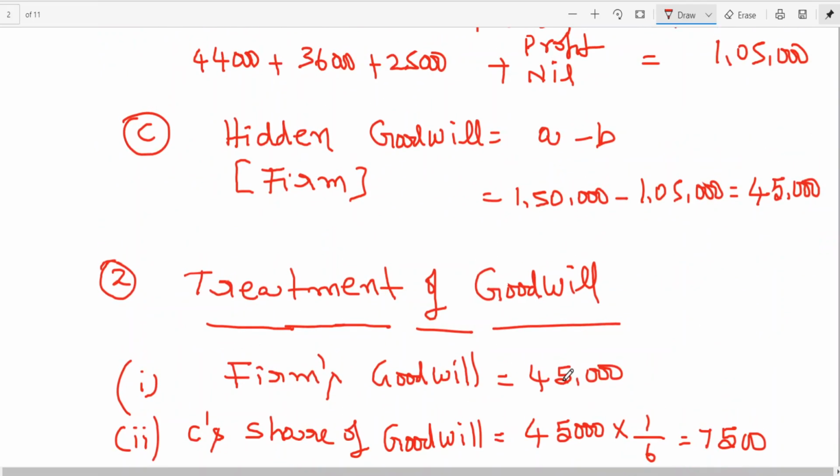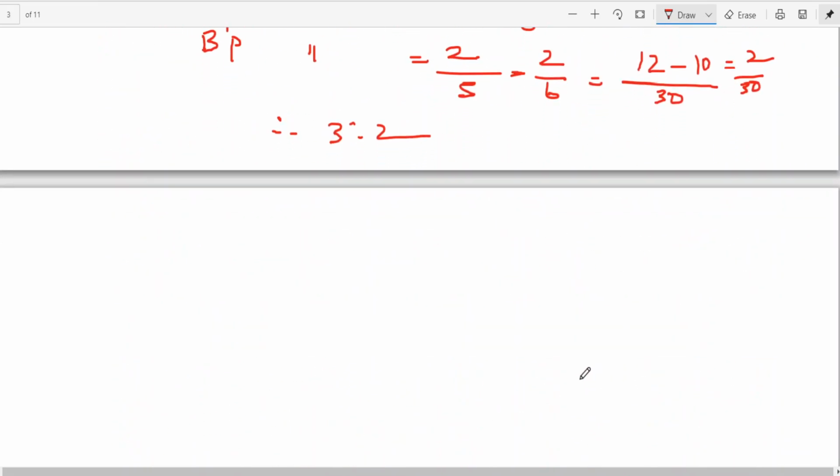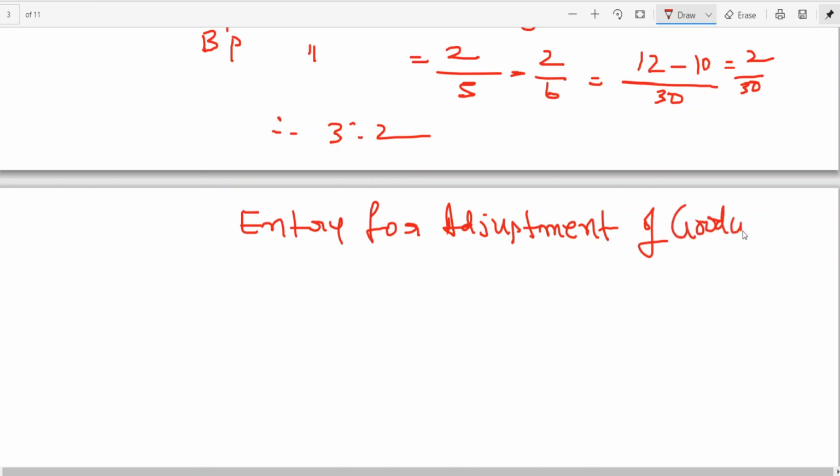Now I told you the treatment of goodwill. Since he is asking us to go for entries, this is not compulsory to be written in the examination, but when you are going for posting, a bit of confusion may be there. That is why I am also giving the entry for adjustment of goodwill to old partners' capital accounts.